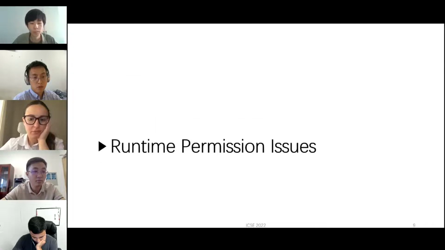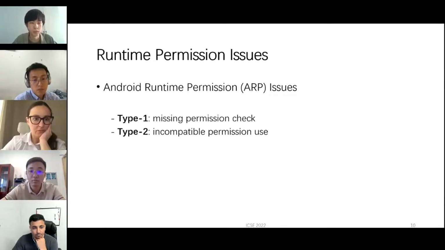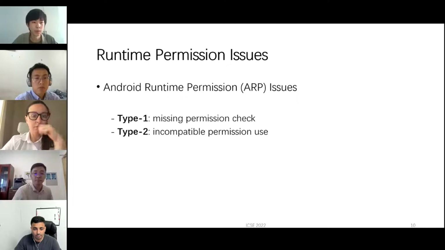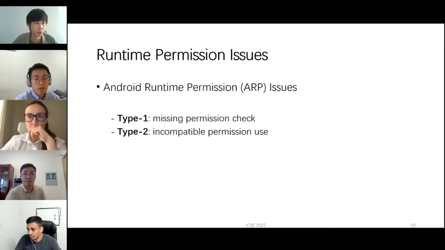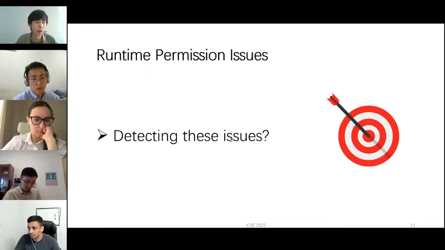Under the runtime permission model, developers should write more code to maintain the permission. And as we all know, more code makes it much easier to cause bugs. We call these bugs ARP issues. In our work, we classify two types of such ARP issues: type 1 is related to missing permission checks, and type 2 is related to compatibility issues. How can we detect these bugs accurately? We figure out there are two major challenges.